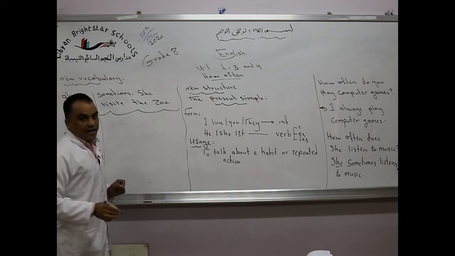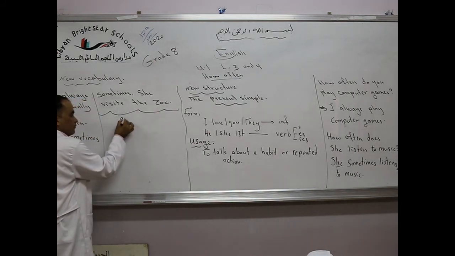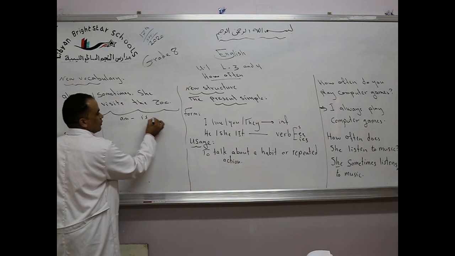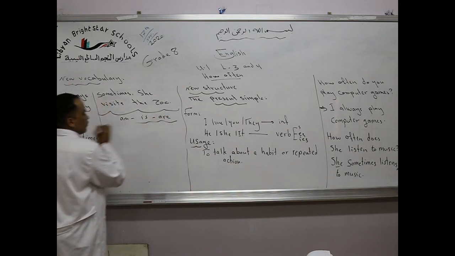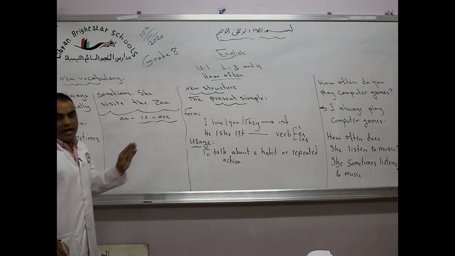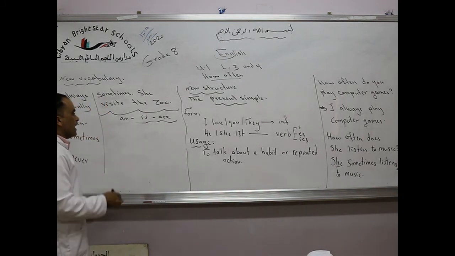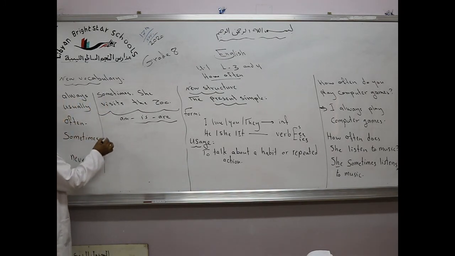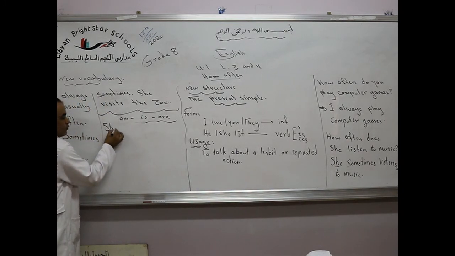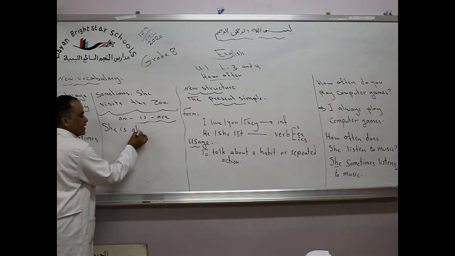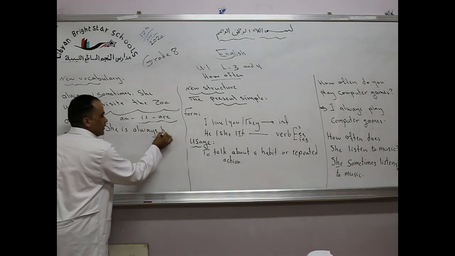If the sentence has the verb to be, am, is, or are, we put the adverbs of frequency after them. For example, she is always happy.